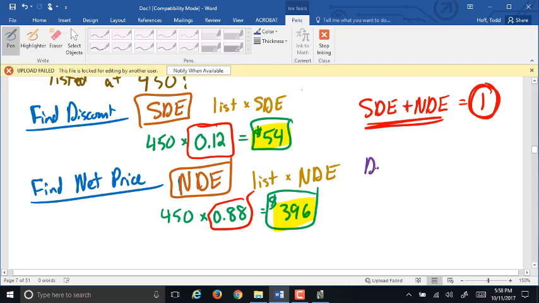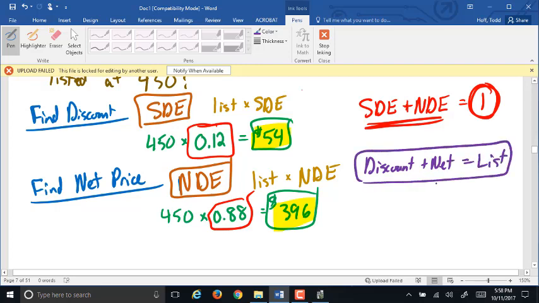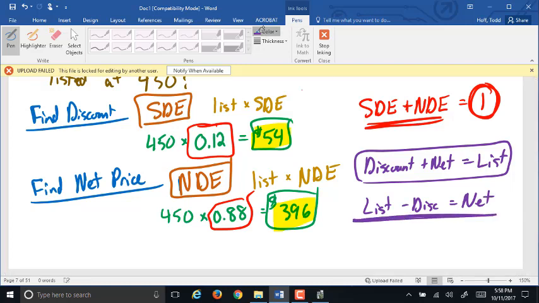So the discount plus the net price should always equal the list price. Or the other way around, list minus discount equals net, either way. The reason I kind of exaggerated the importance of this right now is because in the next step, it is going to become a lot more important.